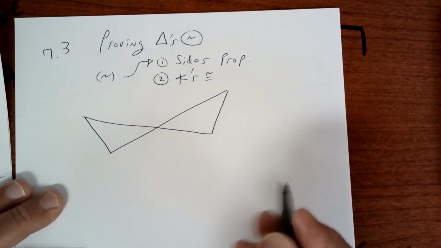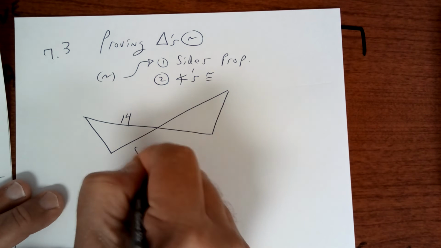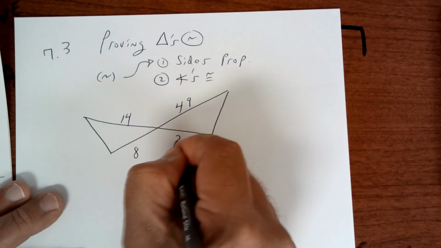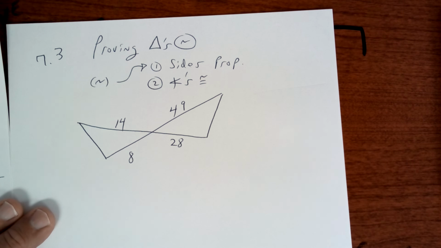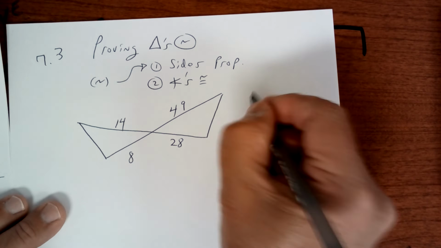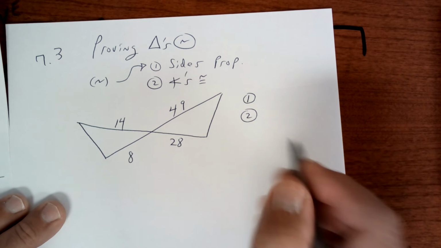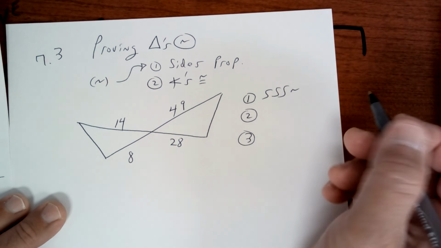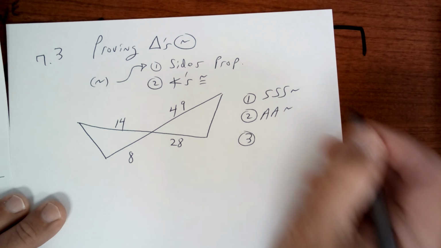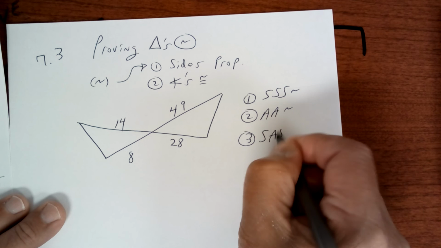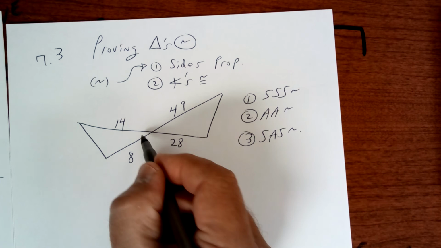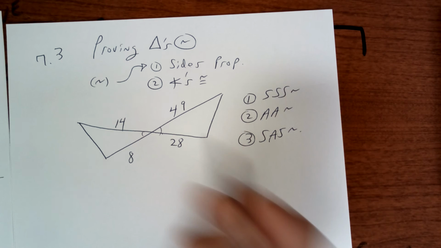And put this one as 14 and 8 and 49 and 28. Copy that down. All right, so there's three ways to prove similar triangles. One of them is side, side, side similarity, angle, angle similarity, and side, angle, side similarity. Write that down. All right, so right away we know that this angle is equal to this angle because they're vertical. I don't know if that's going to help us.